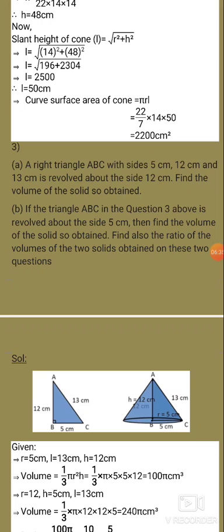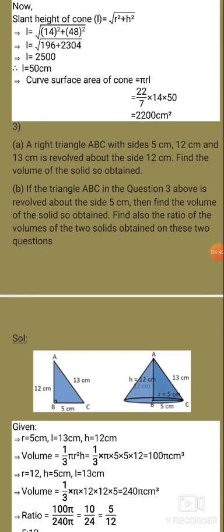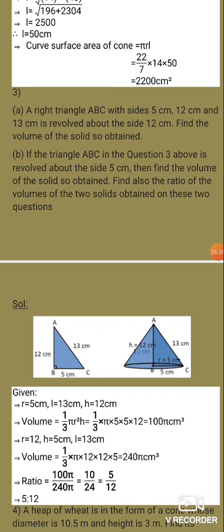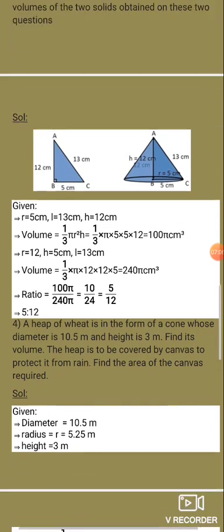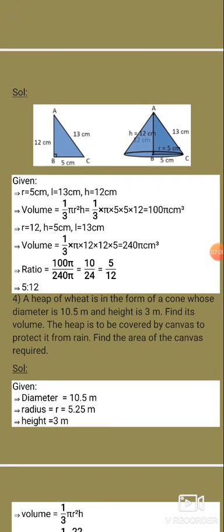So the volume of that cone is equal to 1 by 3 pi r square, 12 into 12 into height 5. So what is the answer? 240 pi centimeter cube. Now the ratio we need to find out. Okay, ratio of those volumes. So 100 pi by 240 pi, cancel pi, zeros cancel, 10 by 24. The lowest form is what? 5 by 12. So what is the ratio? It is equal to 5:12.